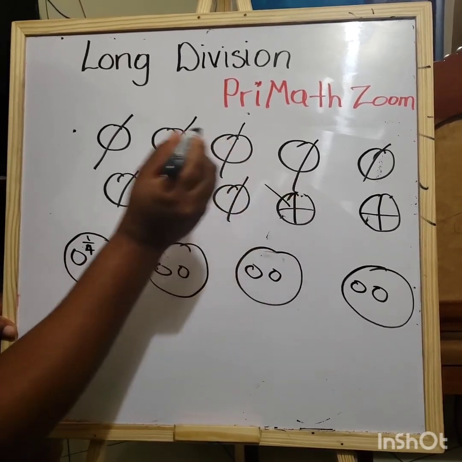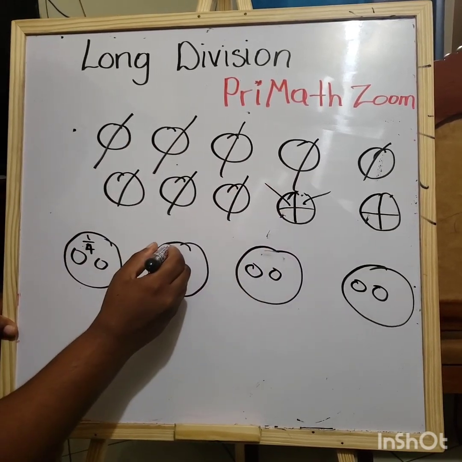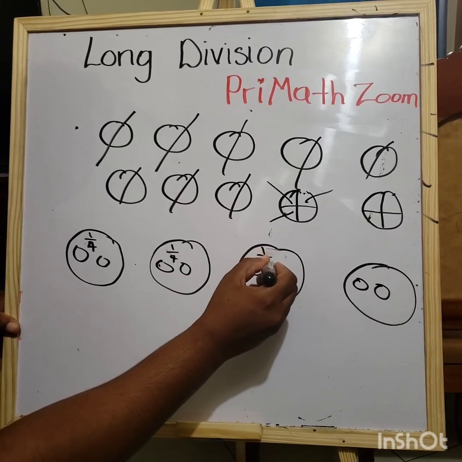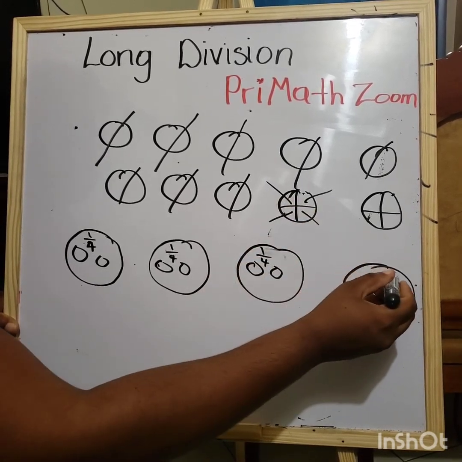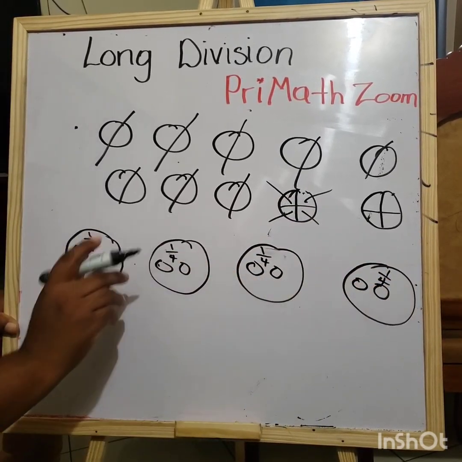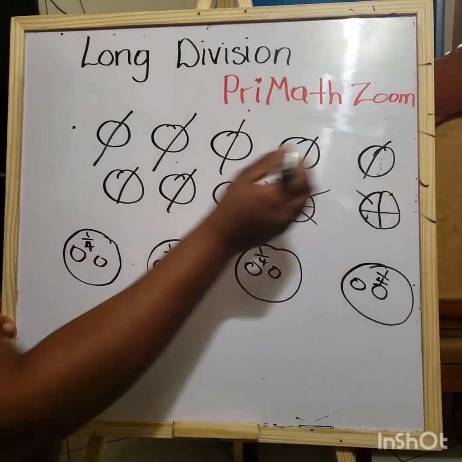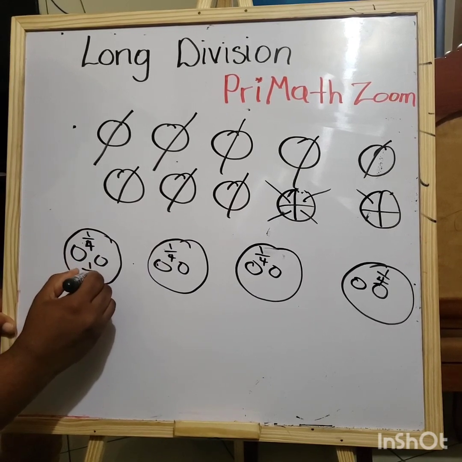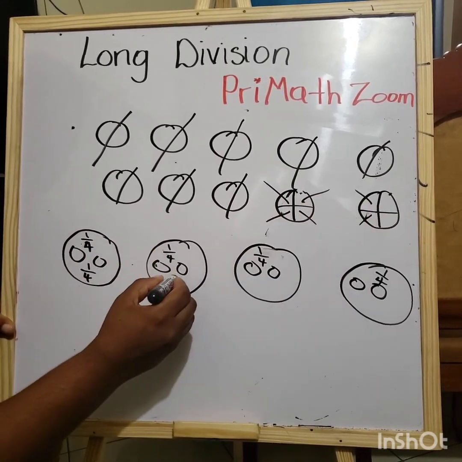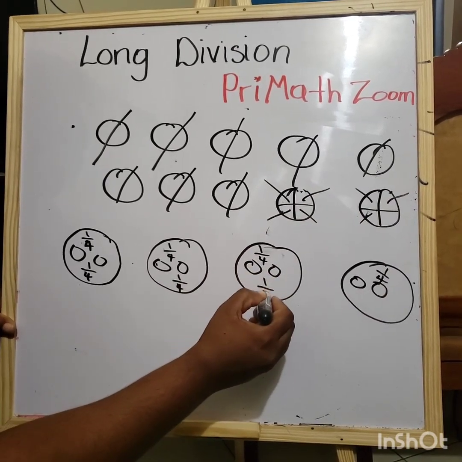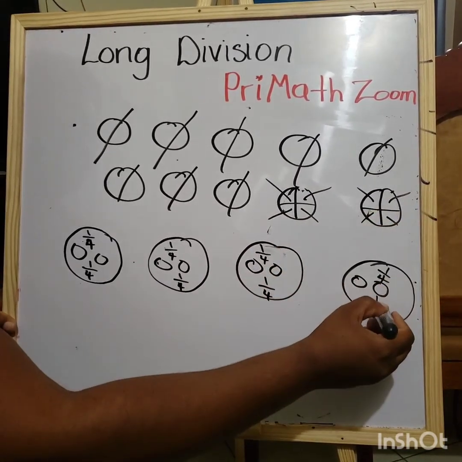So say for example now, this friend here got a quarter of an apple. This quarter is gone. This friend got a quarter of an apple. This friend got a quarter of an apple. This friend got a quarter of an apple. We have another whole apple shared in 4 parts too. This friend gets a quarter of an apple. This friend gets a quarter. This friend gets a quarter. And the last quarter goes to this friend.